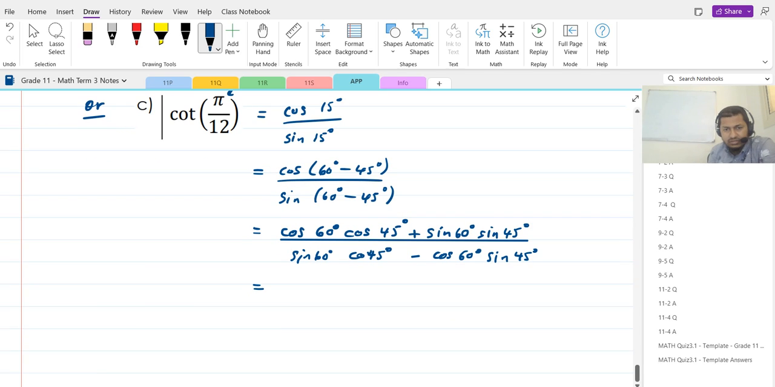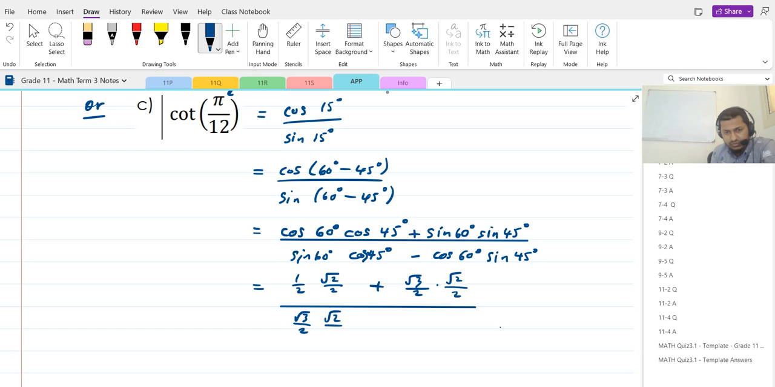We have everything. Cos of 60 is half, cos 45 is root 2 over 2, cos 45 root 2 over 2, plus sine 60 is root 3 over 2, sine 45 is root 2 over 2. Now divided by sine 60 is root 3 over 2, cos 45 is root 2 over 2, minus cos of 60 is half, sine 45 is root 2 over 2.